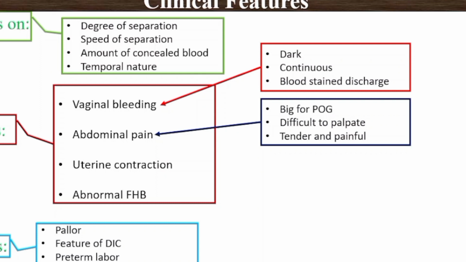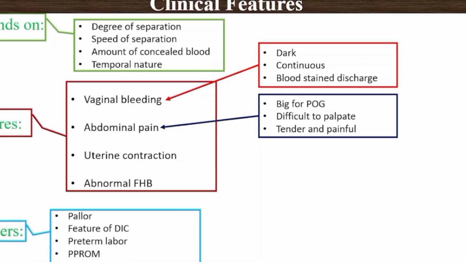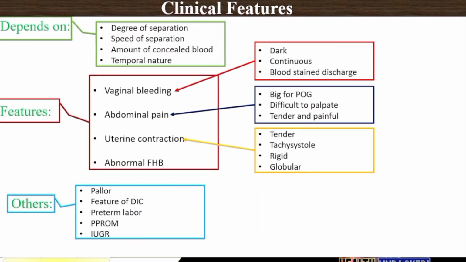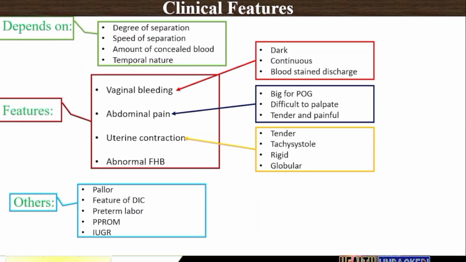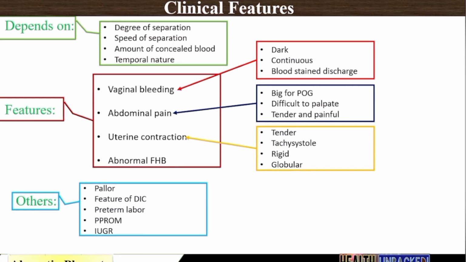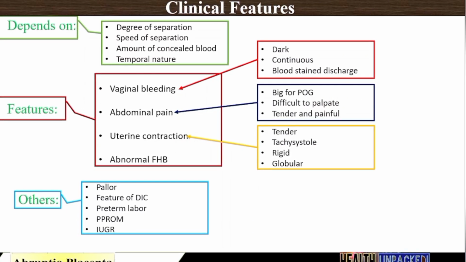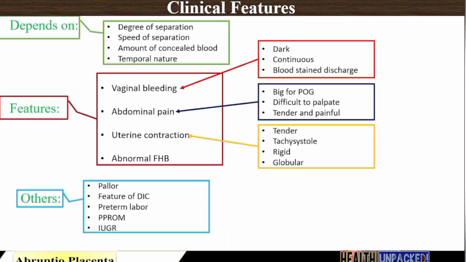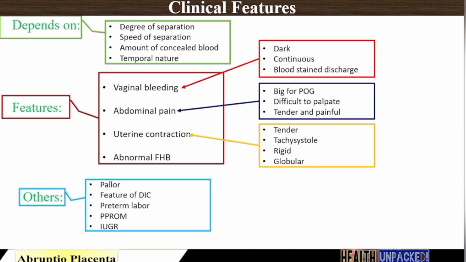It is difficult to palpate fetal parts because there will be a collection of blood. The abdomen is very tense, it's strong, so we can't palpate the parts of the fetus easily. And during examination, the abdomen will be tense, tender and painful. Okay, uterine contraction: the uterus will become tender, with tachysystole, there's no relaxation period between contractions, so it will be rigid and globular. The contraction becomes very tense and rigid.